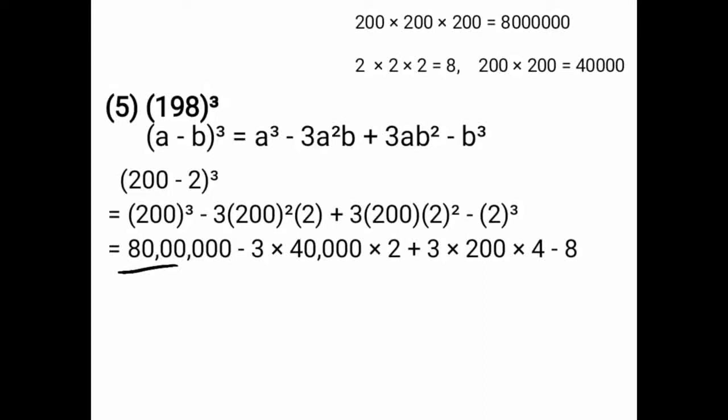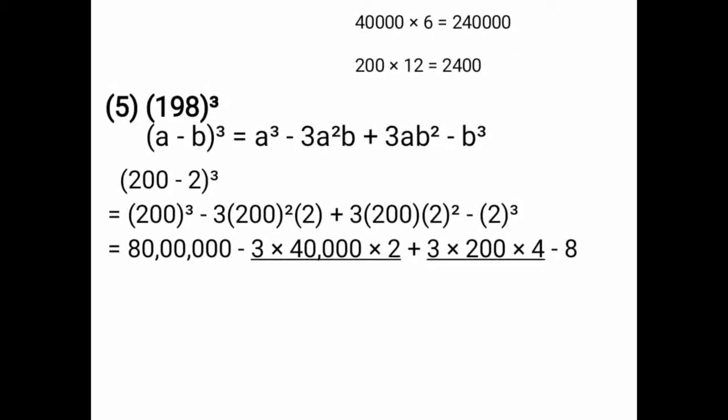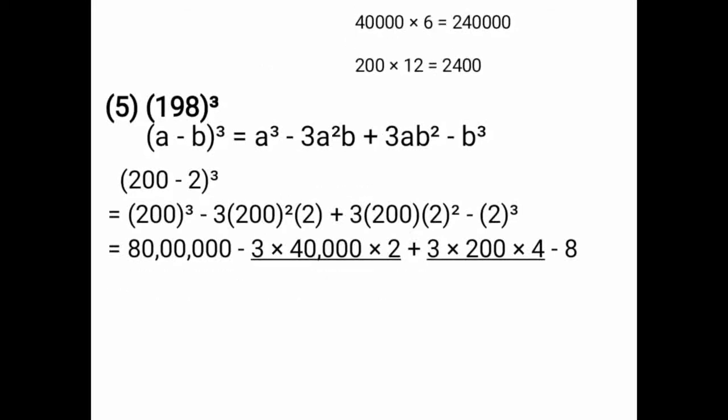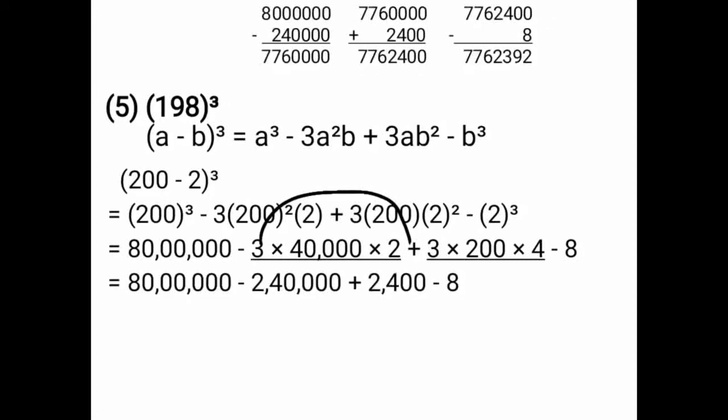The answer of a cube minus b cube which you got already, write that as it is. For the next step you have to solve minus 3a square b plus 3ab square. That is equal to 80 lakh minus 2 lakh 40,000 plus 2,400 minus 8. First I multiplied the smallest number, 40,000 into 6. How much am I getting? Here I have multiplied.